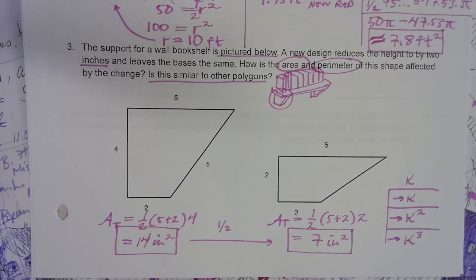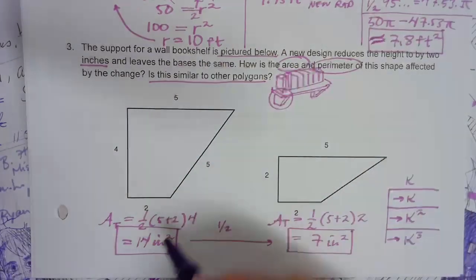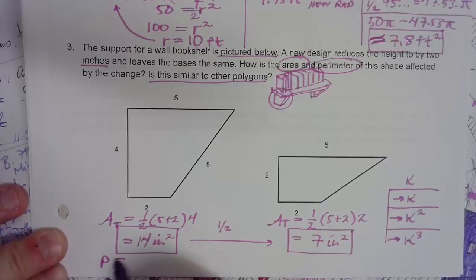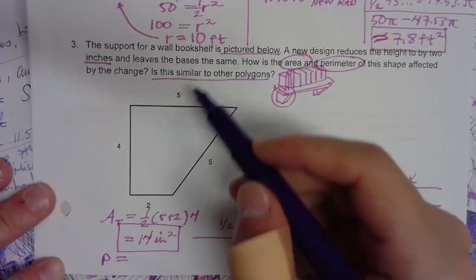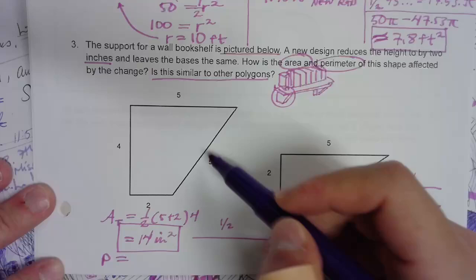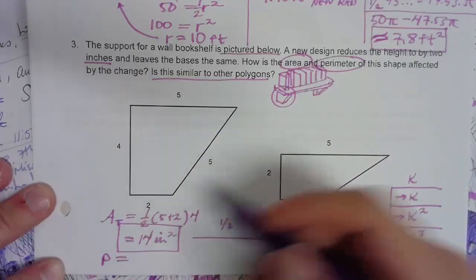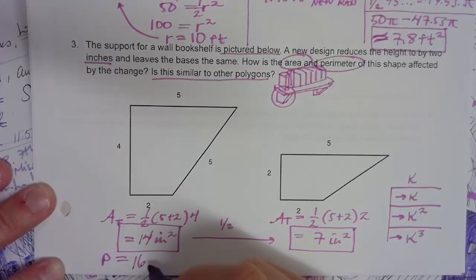Very fascinating. In any case, we also would like to know the perimeter. For this shape, the perimeter is 5, 4, 2, and 5. So these together are 10. These together are 6. All together, that's 16 inches.